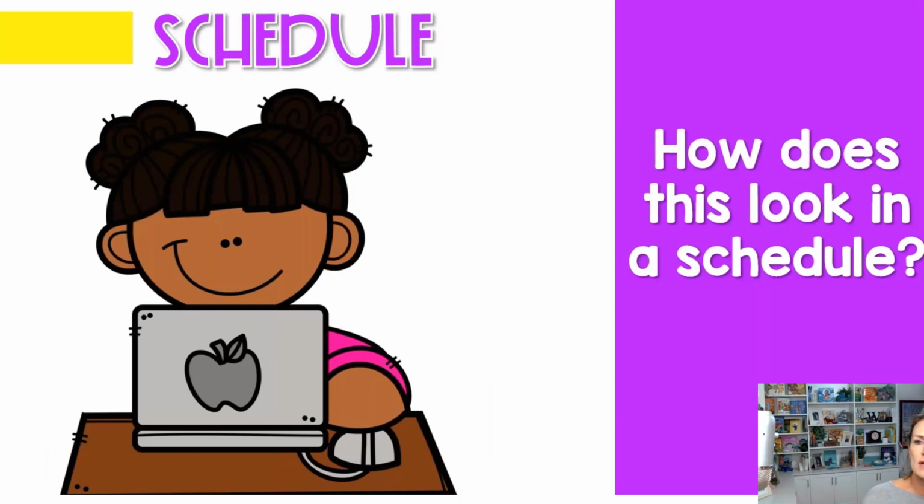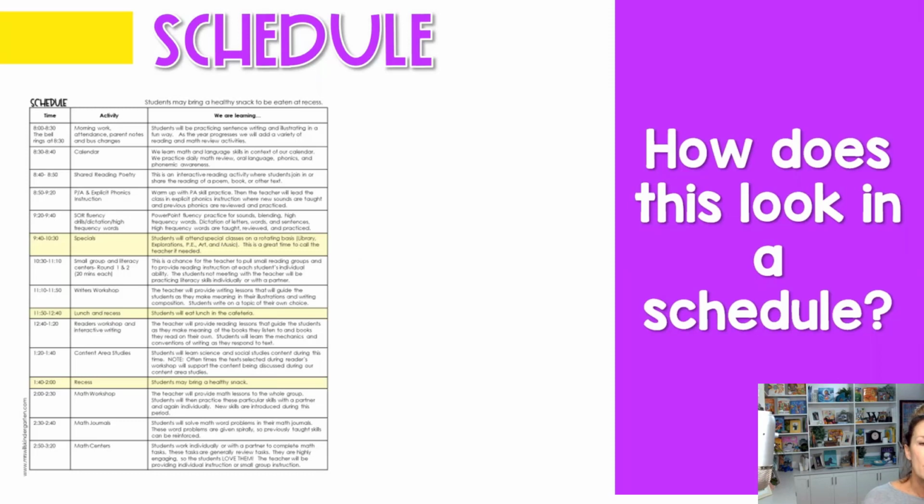So what does this look like in a schedule? Small group is where I would put it, during my small group instruction. You would see that on my schedule here, between 10:30 and 11:10. I would usually pull 2 small groups, and then I can also do interventions in the afternoon. So that's where I would put it in.